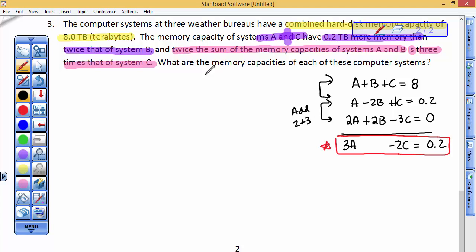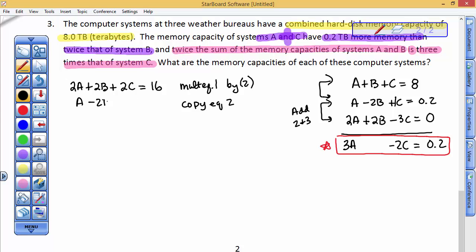And I'm going to multiply over here equation 1 by the number 2, so that this will become a 2B, but so will the A. It'll be a 2A, a 2B, and a 2C, and the 8 times 2 will be 16. I'm going to copy equation 2 over here. So it's A minus 2B plus, that's a 1C right there, equals 0.2.